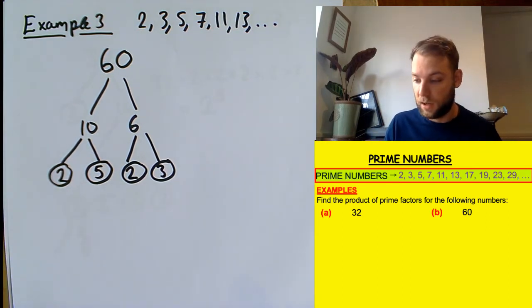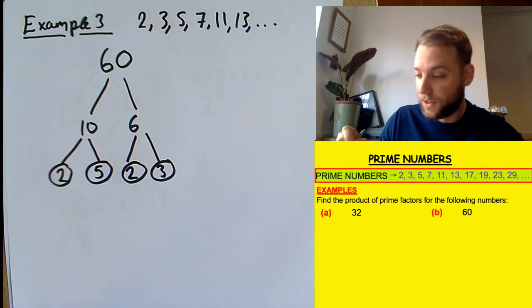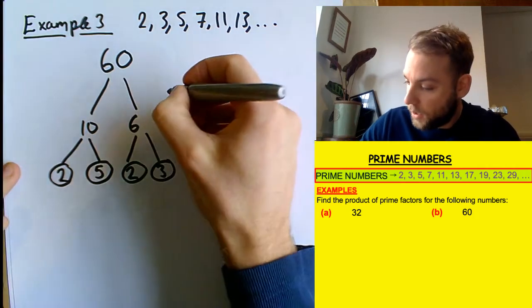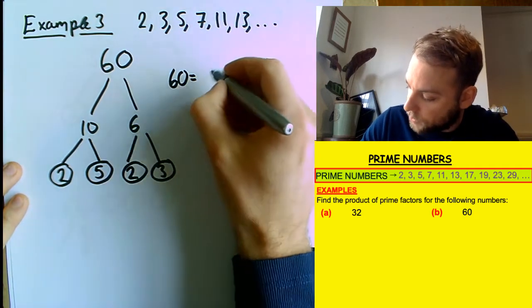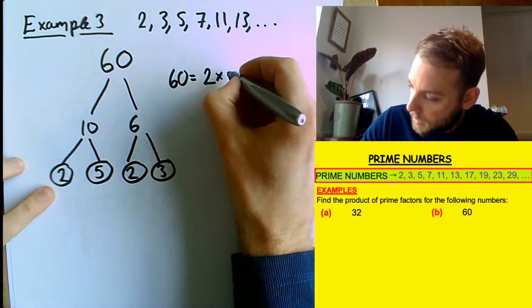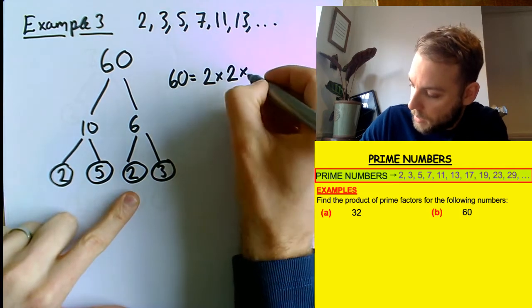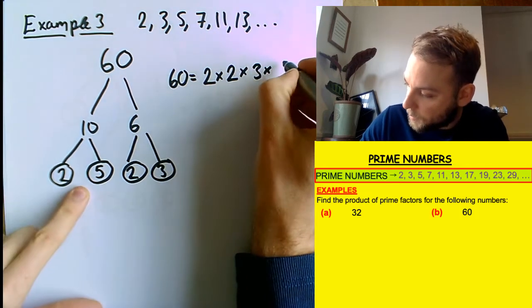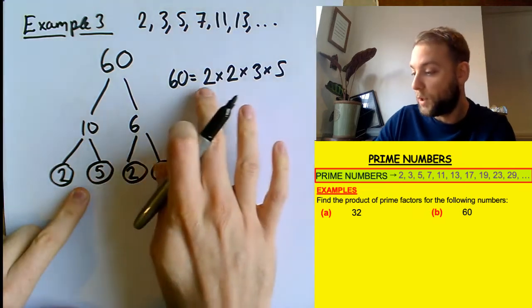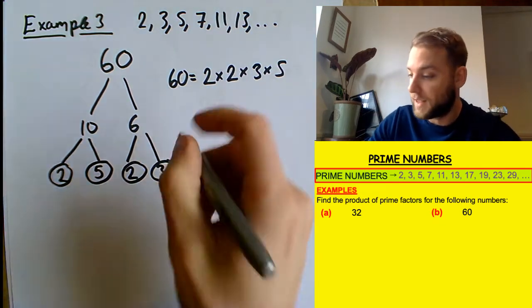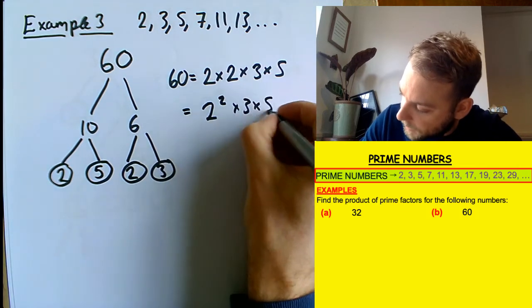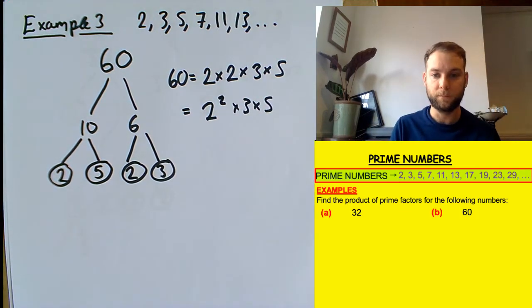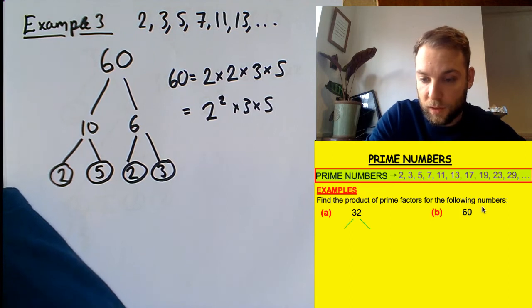It's nearly finished because I need to write it as a product of primes. I would always write these down in order. So 60 is equal to 2 times 2 times 3 times 5. Remember that 2 times 2 is the same as saying 2 squared, so it's going to be 2 squared times 3 times 5, like so.